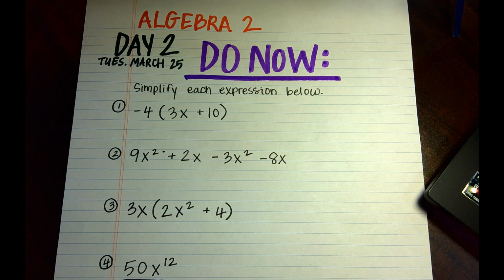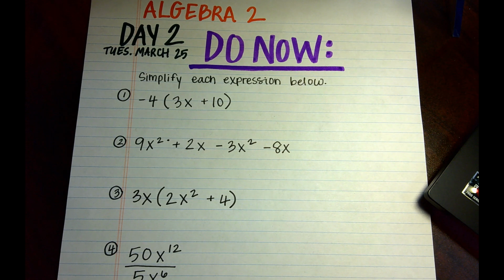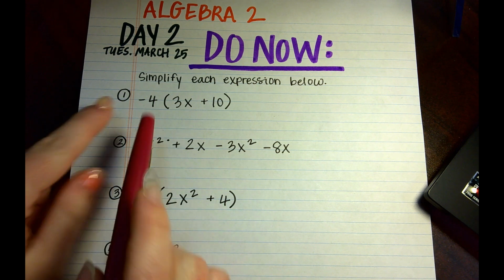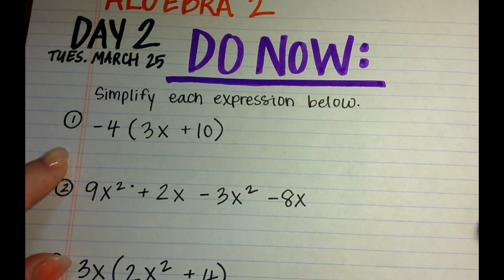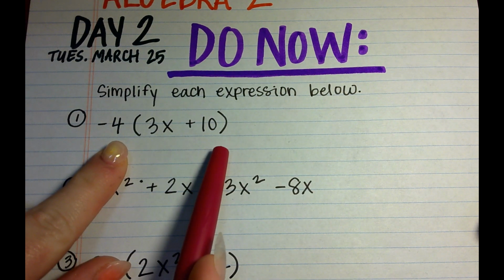Day 2 officially of Algebra 2, Tuesday, March 25th. And for our do now, we are simplifying these four expressions. For number 1, I have -4, and then I have in parentheses 3x plus 10.